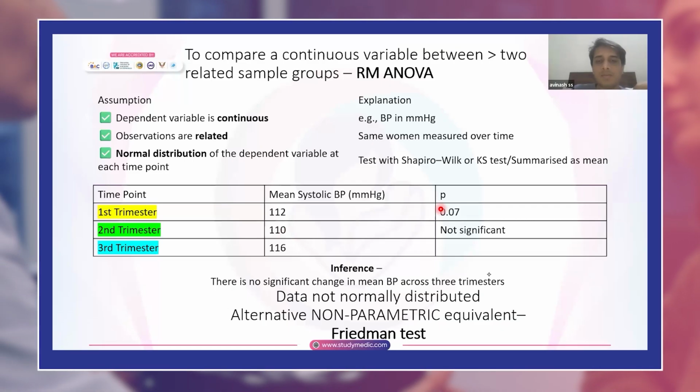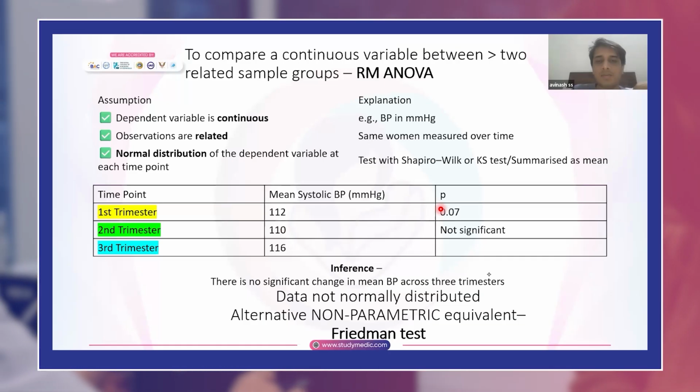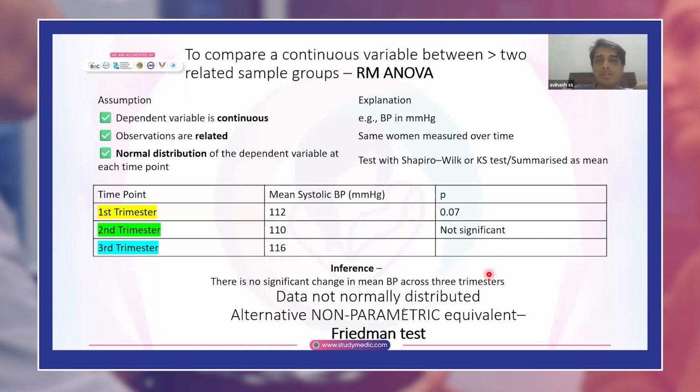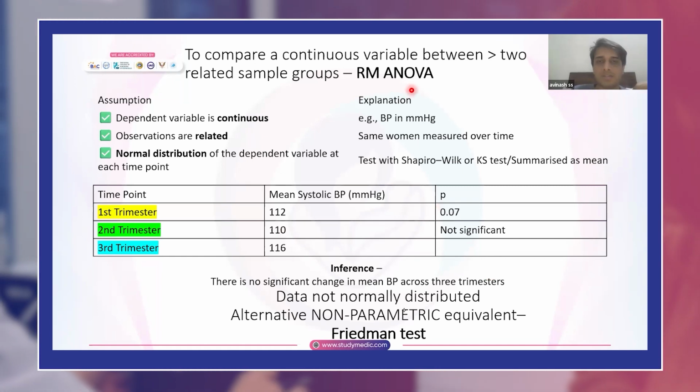If such data is not normally distributed, then the alternative test. So for RM ANOVA, the alternative non-parametric test is the Friedman test.